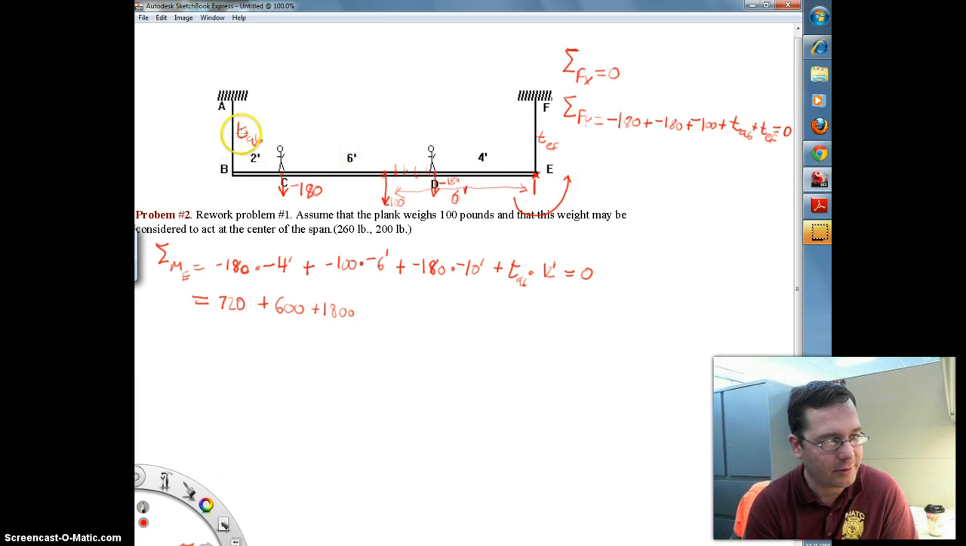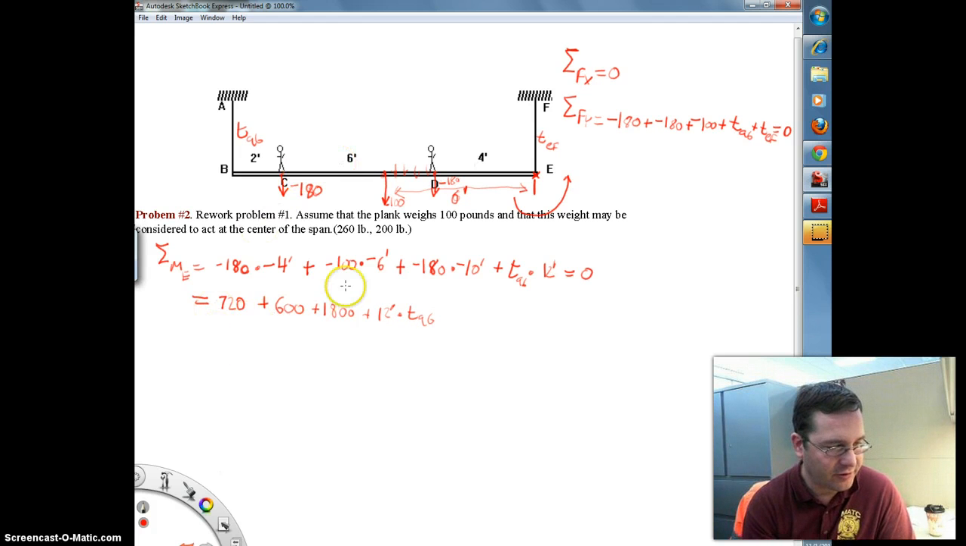And that makes sense. If you were to cut wire rope AB, this whole plank is going to swing in this clockwise direction. Plus 12 feet times the tension in wire rope AB.